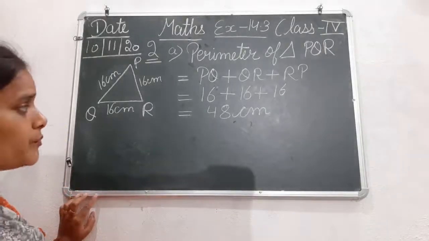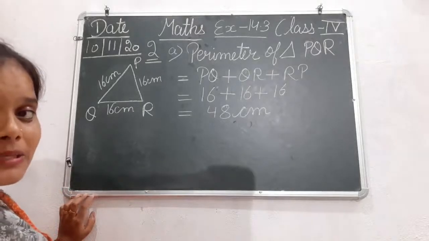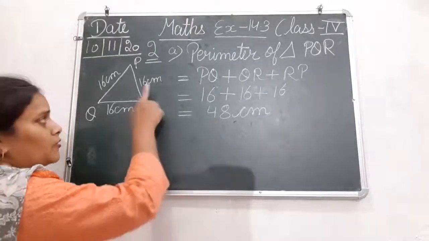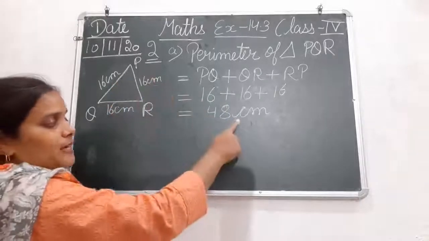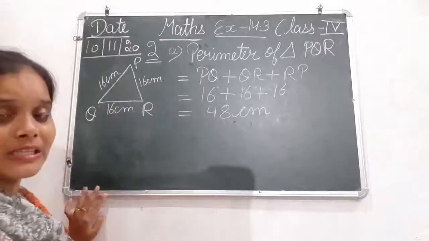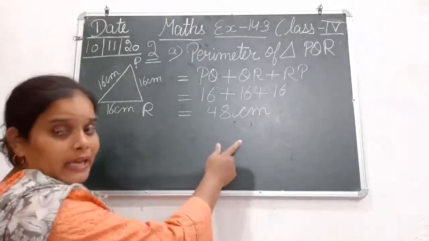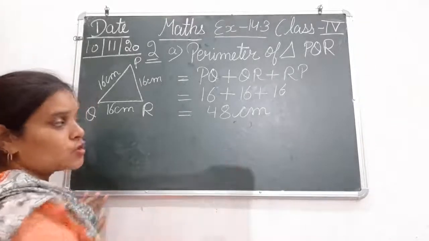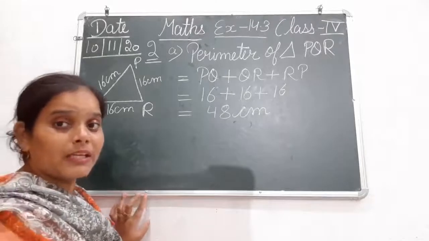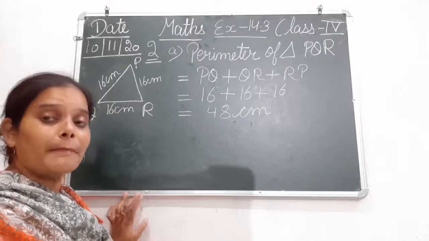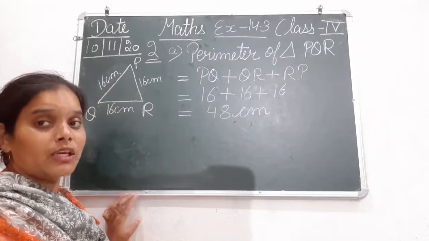Okay, so 16 plus 16 plus 16, that is 48. And the measurement was given in centimeter, so that's why we have written the measurement in the centimeter only. So the answer is 48 centimeter. So what is this? ये 48 centimeter क्या है? This 48 centimeter is the perimeter of the triangle PQR.